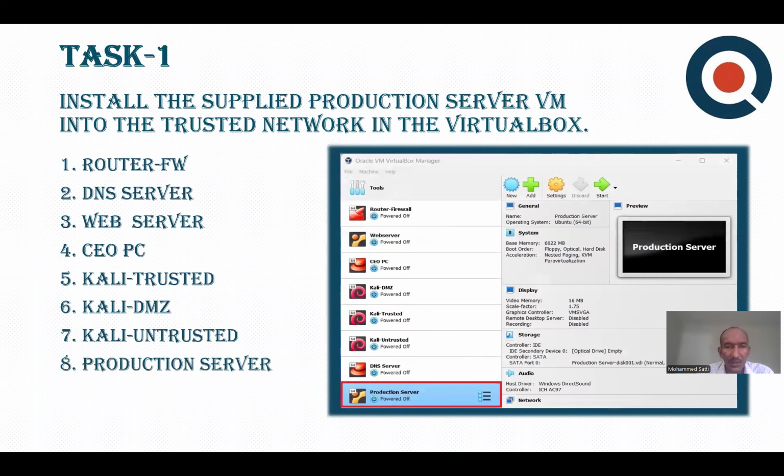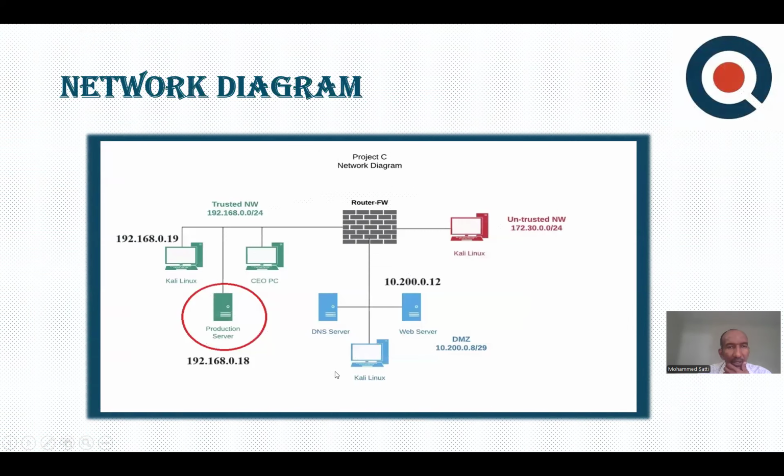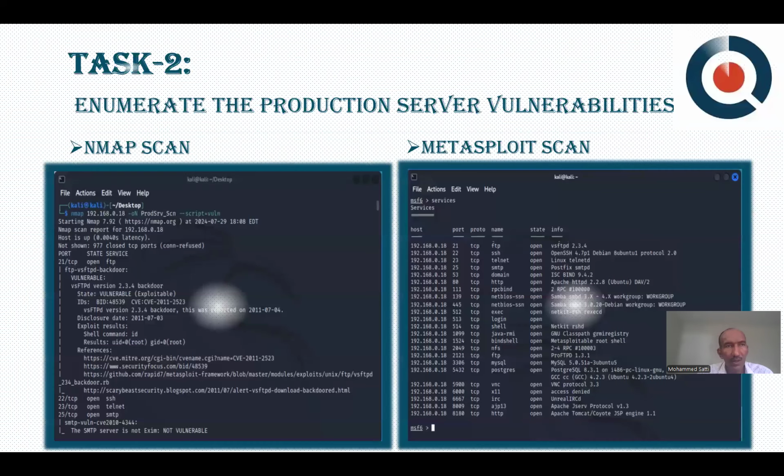As the picture shows, the production server was installed successfully, and our network diagram looks like what is shown. This is a trusted network area, this is a DMZ network, this is the router and firewall, and this is the untrusted network. Task 2: enumerate the production server vulnerabilities.